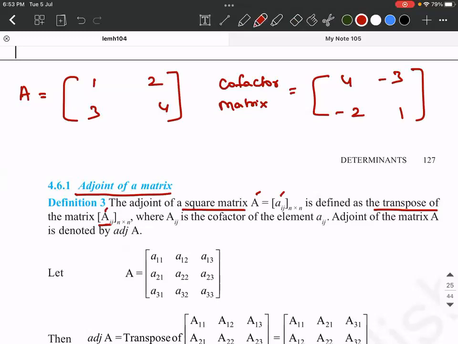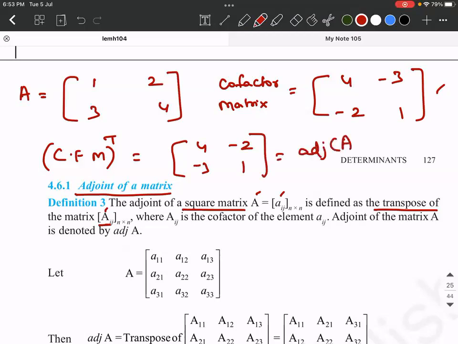Four, minus 3, minus 2, 1. This is the cofactor matrix. Now write the transpose of it. So the cofactor matrix transpose is what? 4, minus 2, minus 3, 1. Then this is what is called the adjoint of the matrix.